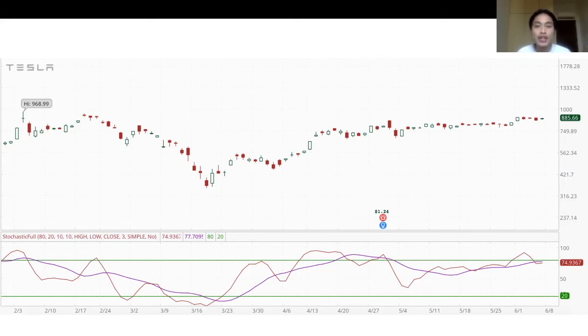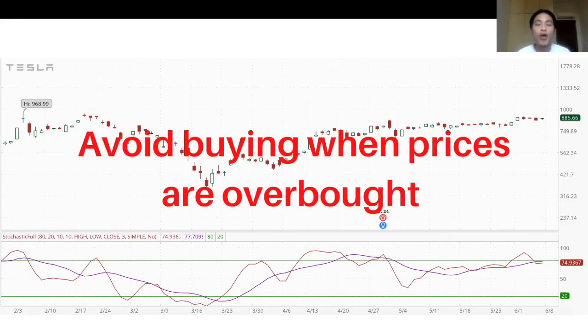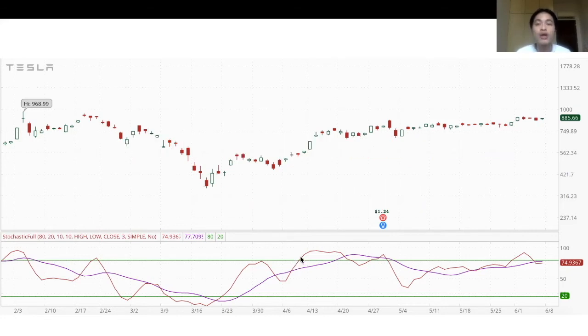As traders in the stock market, we want to avoid buying when prices are overbought, right? Why do we want to avoid buying when prices are overbought? We want to avoid buying when prices are overbought because when prices are overbought, prices typically tend to fall back down after prices are in overbought conditions. If we are trading in the stock market, we want prices to rise up after we buy. So we want to avoid buying when prices are in overbought conditions.